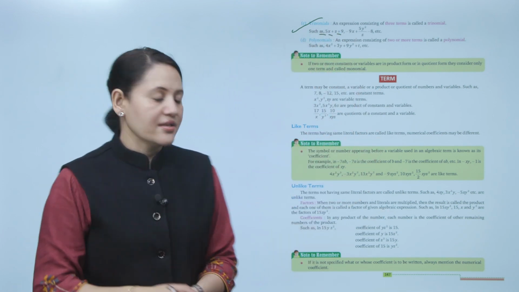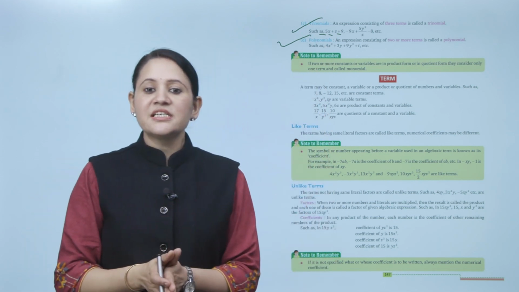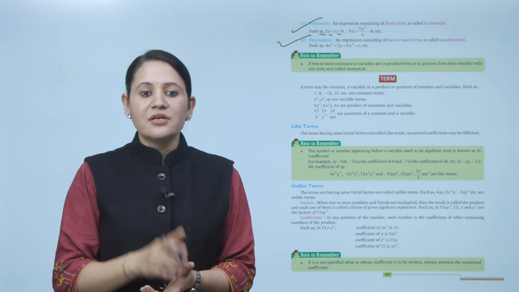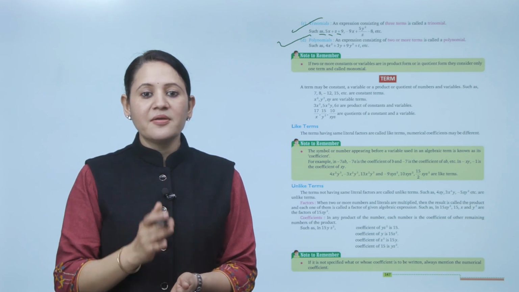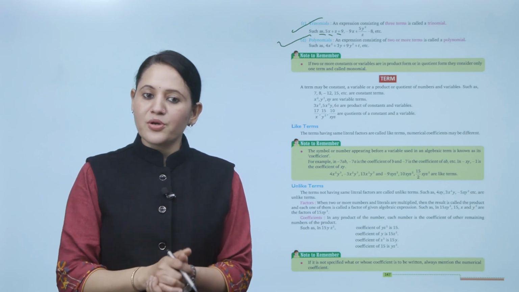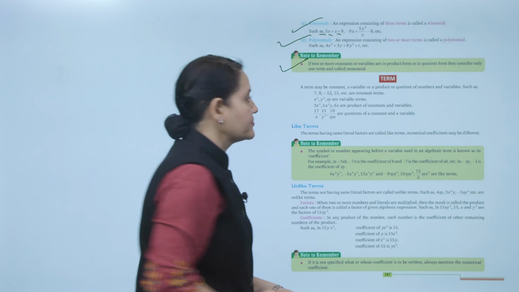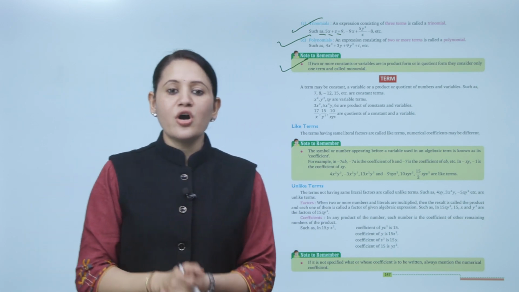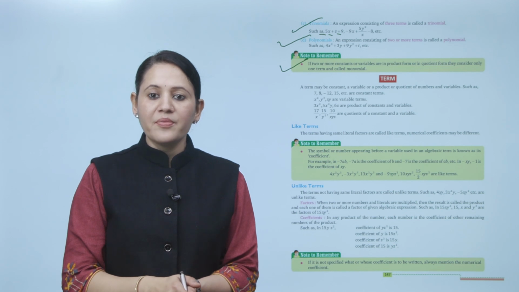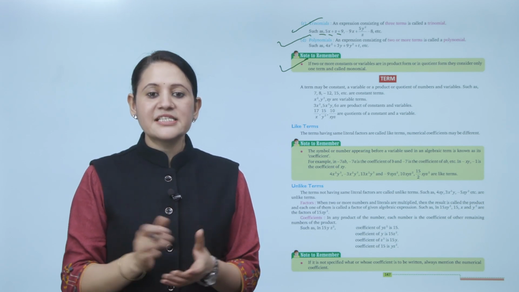Next is polynomial. An expression consisting of two or more terms is called a polynomial. For example, 4x square plus 3y plus 9y square plus t, etc. These are the examples of polynomial. Next is note to remember. If two or more constants or variables are in the product form or the quotient form, they are considered only one term and called a monomial.